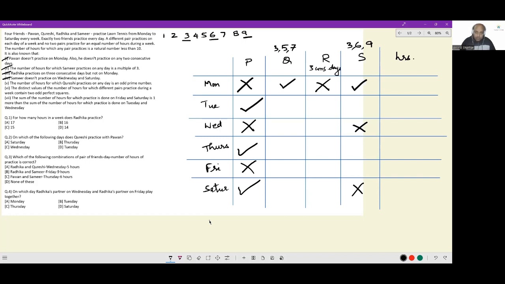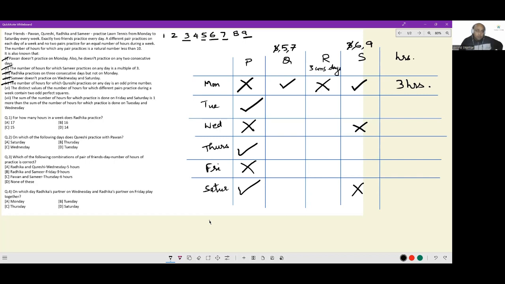And the common number between them is 3. So they must be practicing for 3 hours on Monday. This 3 is gone, already utilized. The number of hours for which Qureshi practices on any day is an odd prime number, so we also know 5 is used up and 7 is used up. Out of these 9, 6 numbers had to be used up, out of which 5 are already identified. This is wonderful.